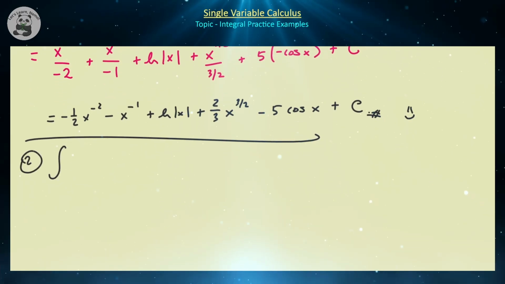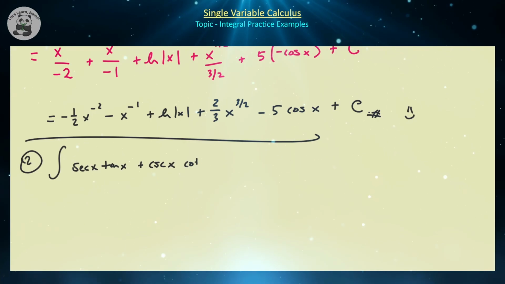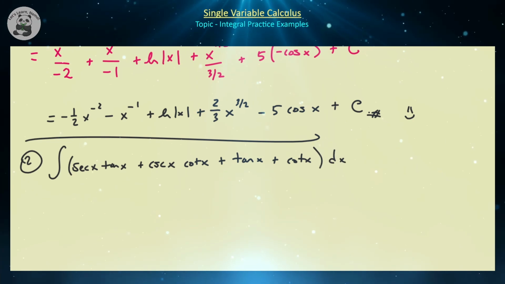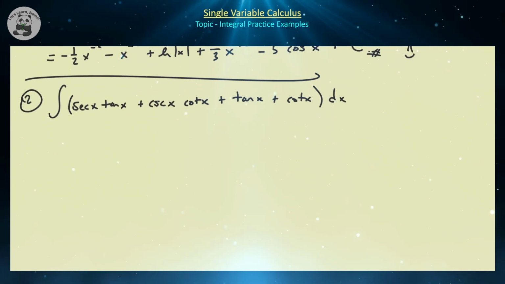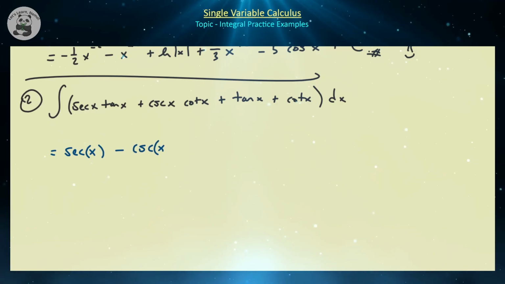Now let's look at the integral of secant x tangent of x plus cosecant of x cotangent of x plus tangent of x plus cotangent of x. This is also quite easy if you know your basic antiderivative rules for trig functions. So we know the derivative of secant is secant tangent, so this is just going to be equal to secant x. The derivative of cosecant is negative cosecant cotangent, so that's going to anti-differentiate to minus cosecant of x.